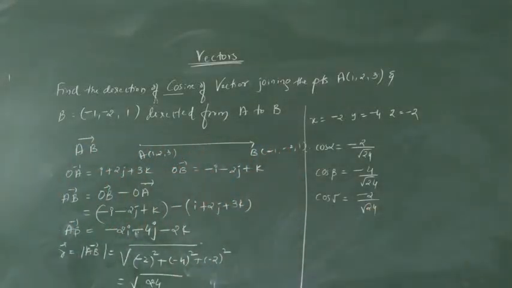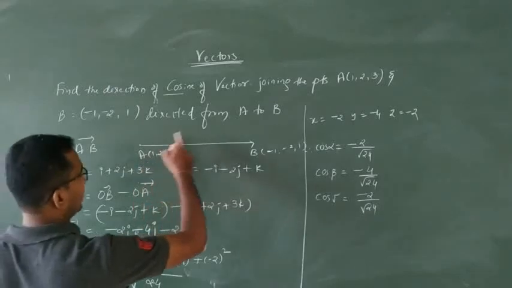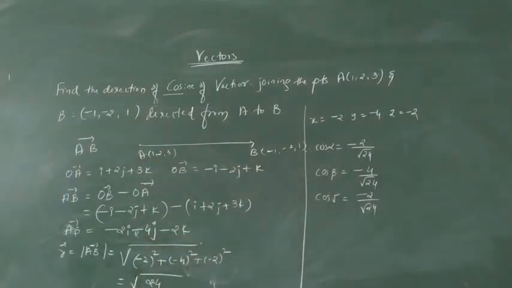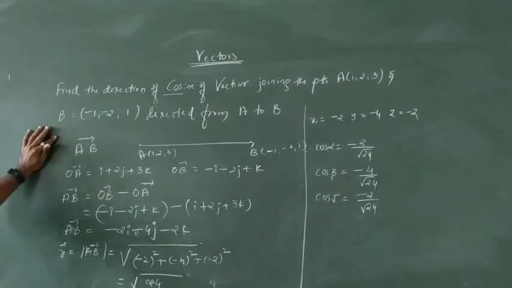So this is how to find the direction cosines for the points A and B, directed from A to B, that is vector AB. Okay. So here is the end of the class, and the remaining portion will continue in the next class. If you have any queries, then you can ask me.